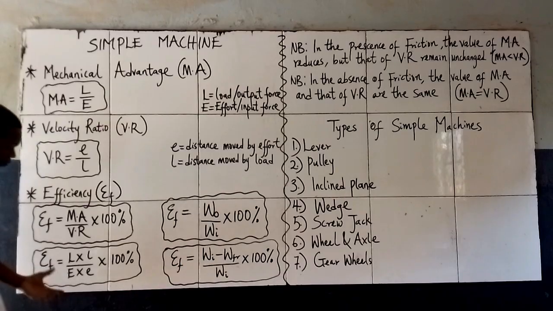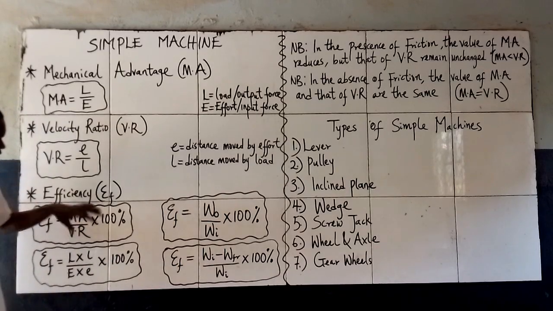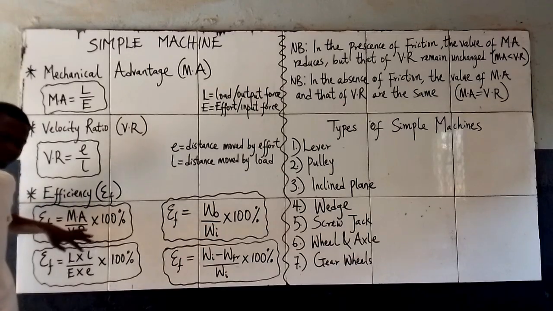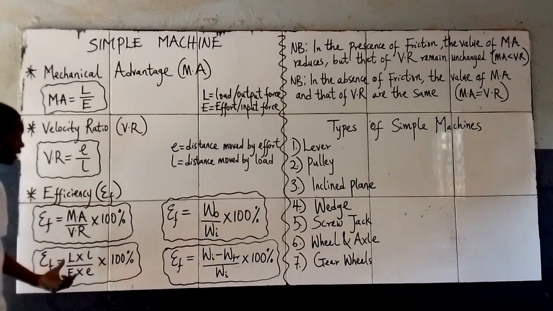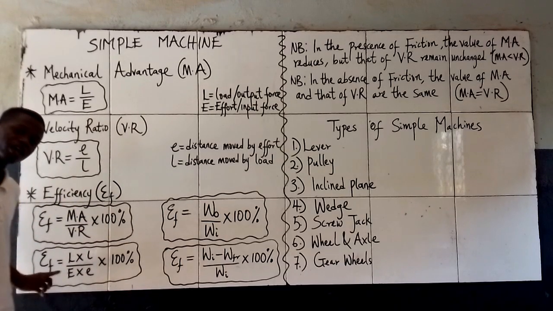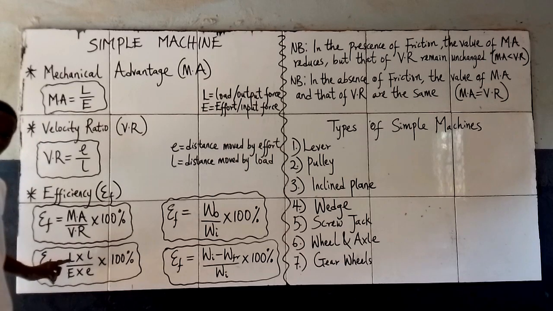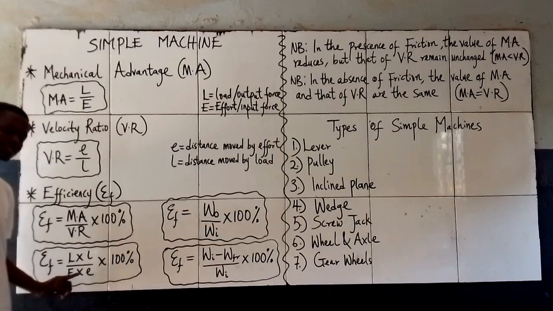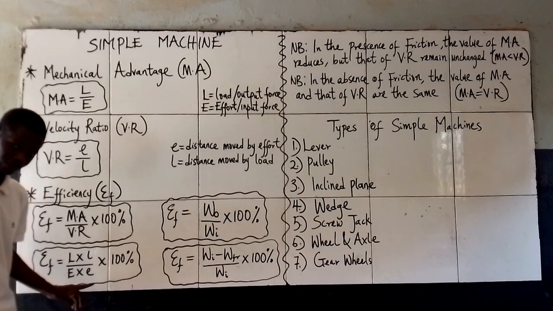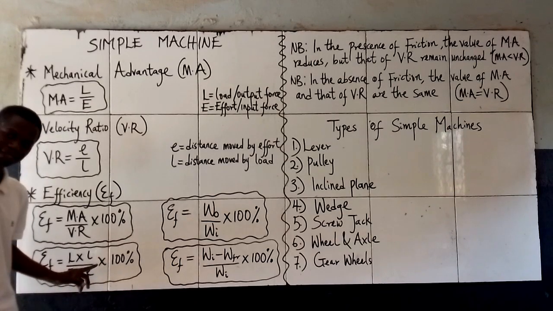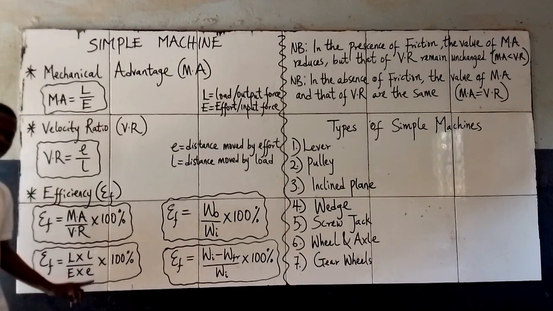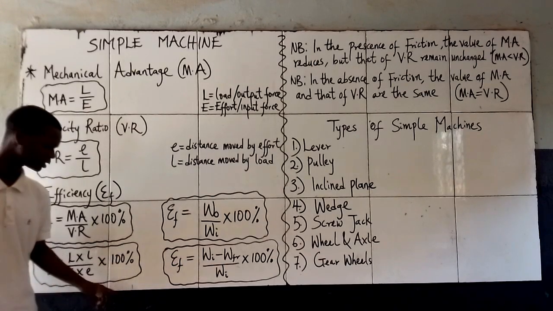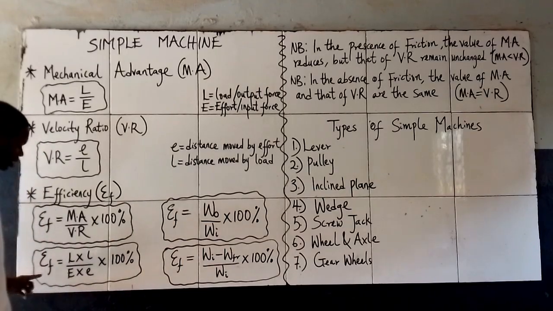Another formula we can make use of is this, and this is simply an expanded version of this guy here. Okay, so when you simplify the formula using this and this, you will get this. And what do we have there? Efficiency is equals to the load times the distance moved by the load over the effort times the distance moved by the effort. So we are having load times distance moved by load over effort times distance moved by effort. Everything times what? 100%. And this will also give us the efficiency.